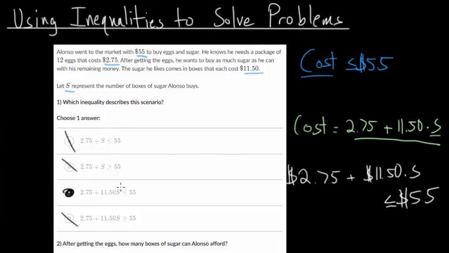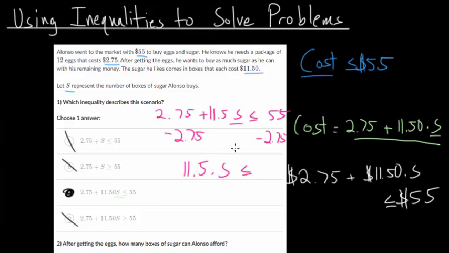So now that we have the right inequality, let's try and solve it. We want to figure out the most boxes of sugar that Alonzo can afford. So we just need to solve for S, essentially. So let me just use a darker color. We'll work right here. 2.75 plus 11.5S is less than or equal to 55. So we've got to solve for S, so I'm going to subtract 2.75 on each side so that we get 11.5 times S less than or equal to 52.25.